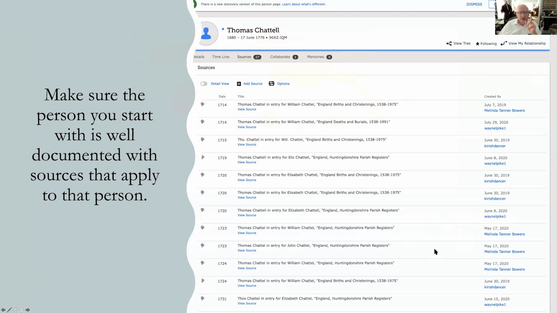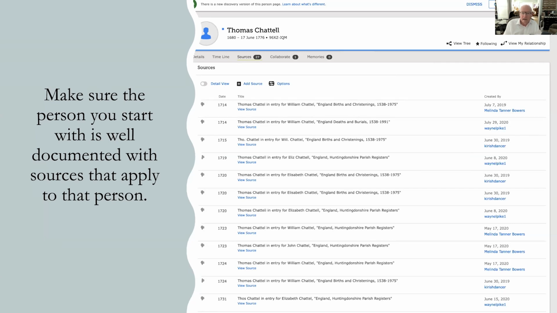Okay, so make sure the person you start with is well documented with sources that actually apply to that person. For instance, here in this list that's on the screen, you'll see a name that says Thomas Chattel in an entry for Elizabeth Chattel. That is not a record for Thomas Chattel. That is a record for Elizabeth Chattel, and it's a birth record.